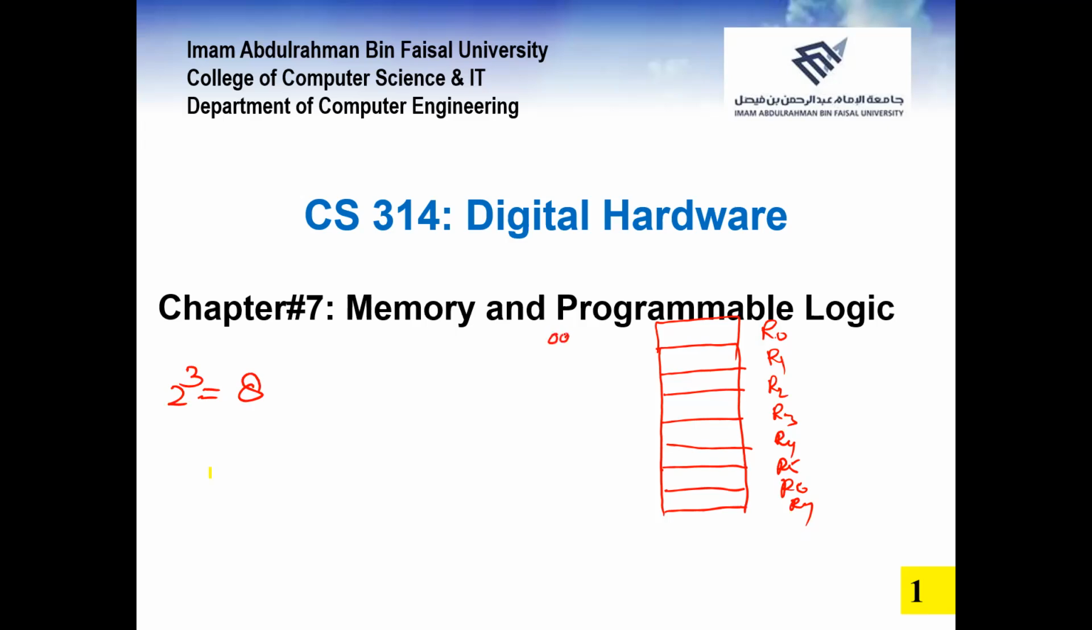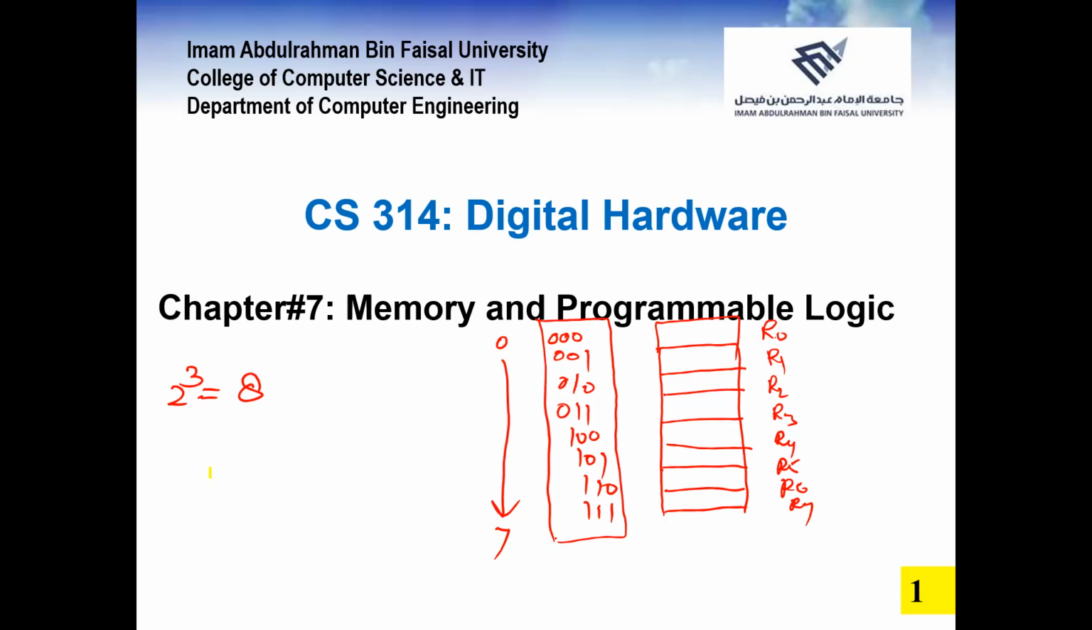It could be 000, 001, 010, then 011, 100, 101, 110, 111. It means 0 to 7. So this is the unique address of each register, guys. Now, we have called this one address, and this is your memory.